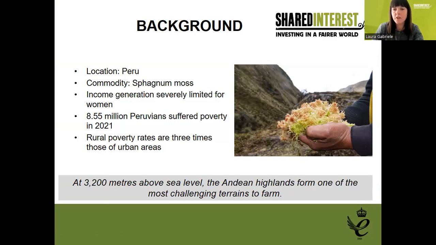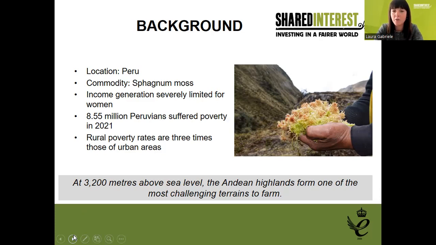However, despite this, according to the National Statistics Institute, 8.55 million Peruvians suffered poverty in 2021. The rates of poverty and exclusion in rural areas are more pronounced, especially in the highlands, which is the area where Inca moss are actually based. The International Fund for Agricultural Development suggests that rural poverty rates are 3 times those of urban areas. And in these rural areas, 50% of children and adolescents and 46% of youth, which is the age 20 to 29 years of age, live in poverty.